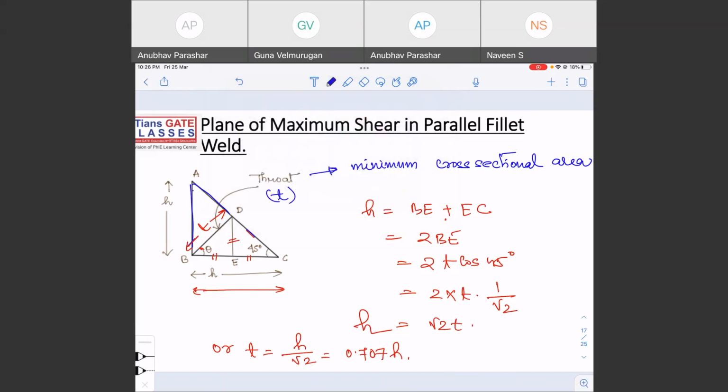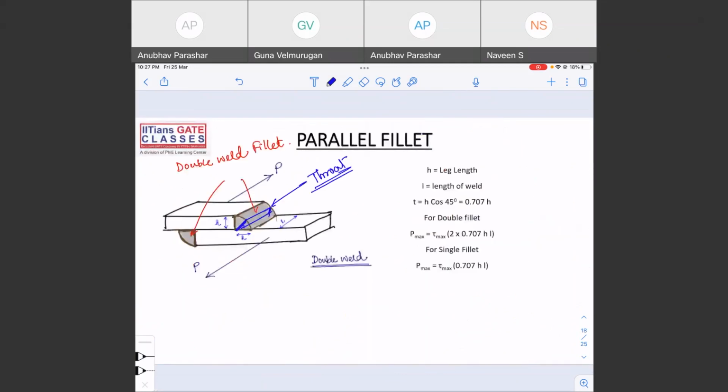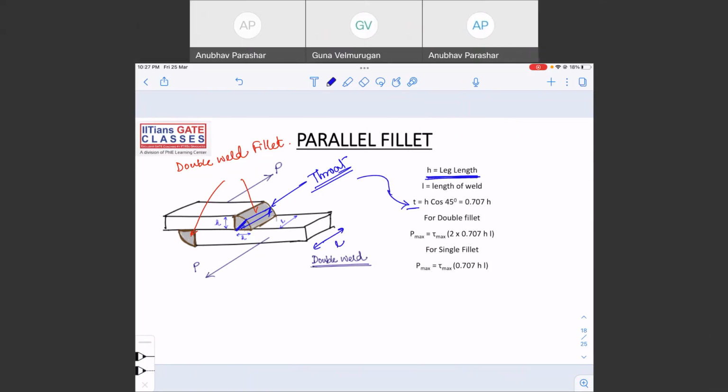So all of you remember this formula. This is important. I think this is the most important concept, that the thickness of the throat is equal to 0.707 into H. And what is H? It is the weld root thickness, or you can say it is the leg length, right? So if you see this joint, the length of the joint is L, the leg length is H, right? Throat thickness is T, that is H cos 45, that is equal to 0.707 H, right?